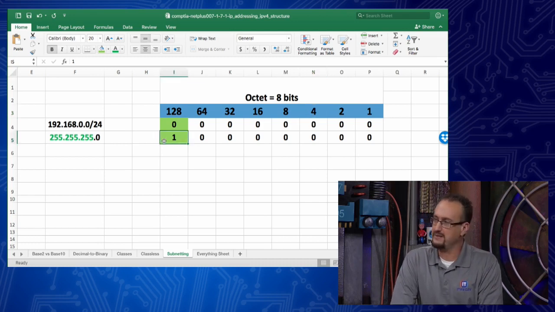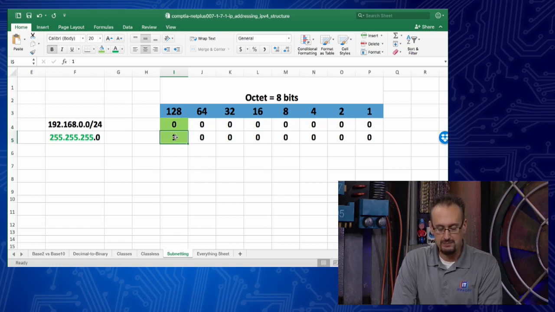Well, if I borrow 1 bit, that essentially is 2 to the power of 1. So if I have 2 to the power of 1, what do I have? 2 to the power of 1 is basically going to be a 2. So that tells me that I have 2 possible networks that I've just created. Let me show you what I mean. You always start with the very first possible, the 0. So the 0 address is the very first network that we have.